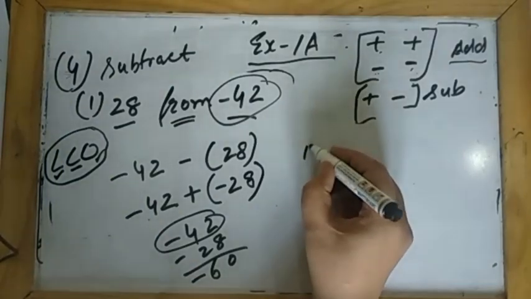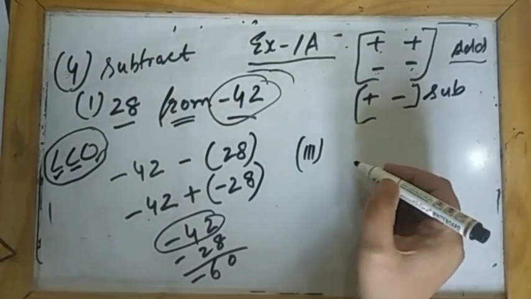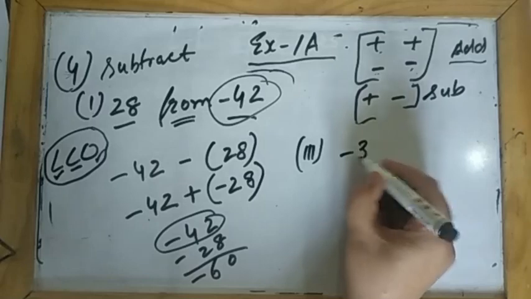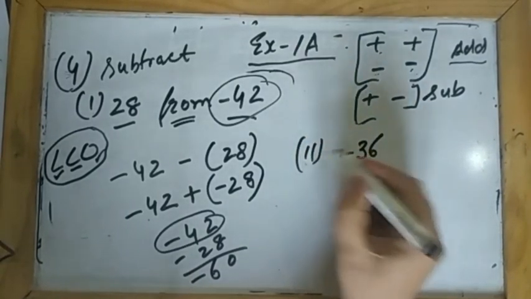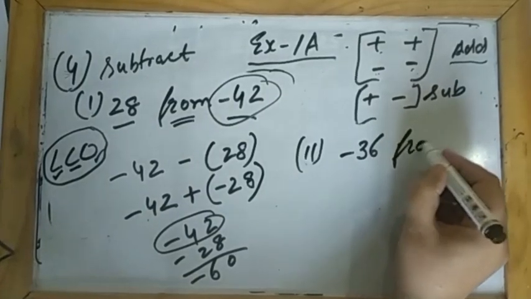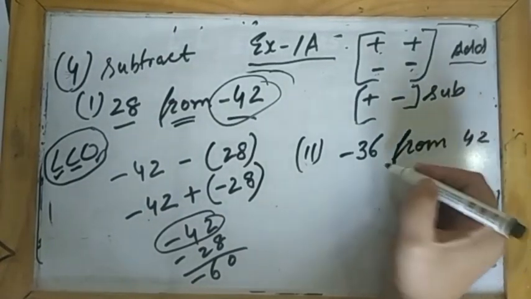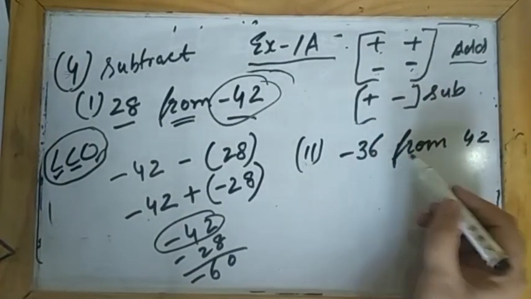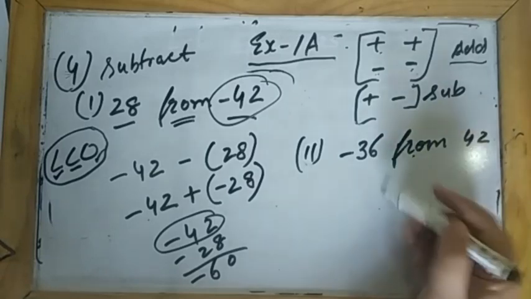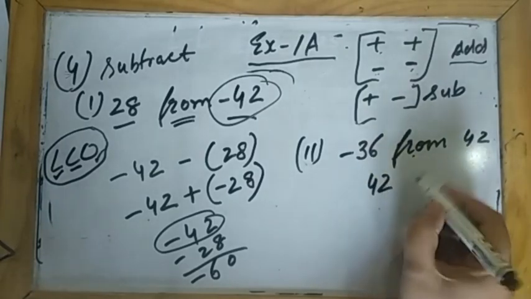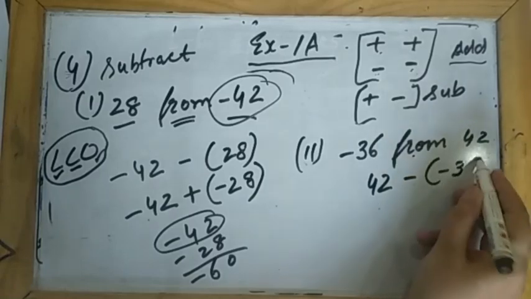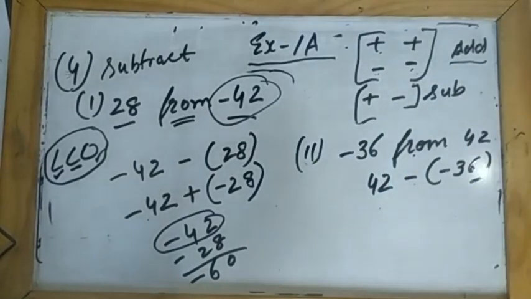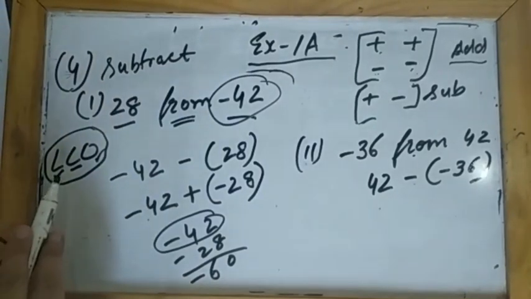Now let me take one more example. This is the second part: -36 from 42. So let me write this sum first. It's written -36. I have to subtract from 42. It means 42 will come first. From 42 I have to subtract -36. Now remember this rule of LCO.